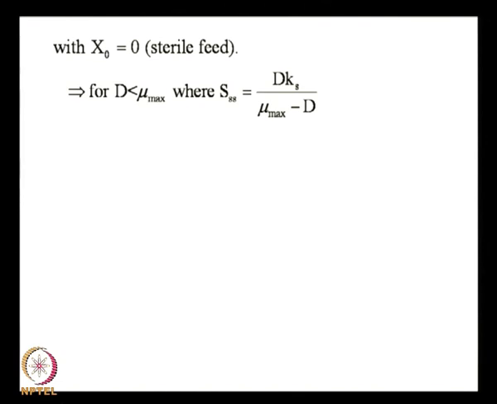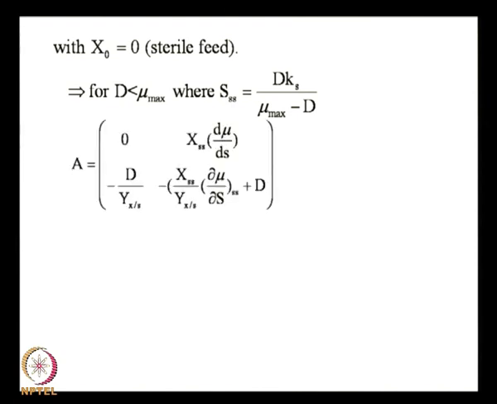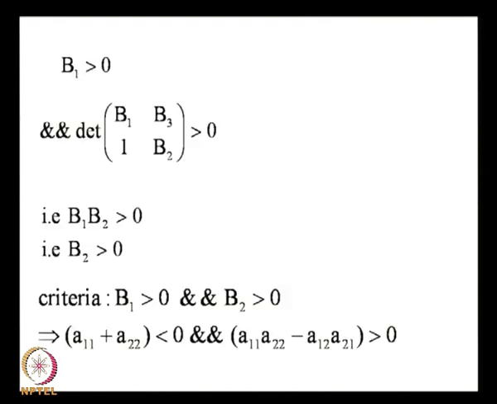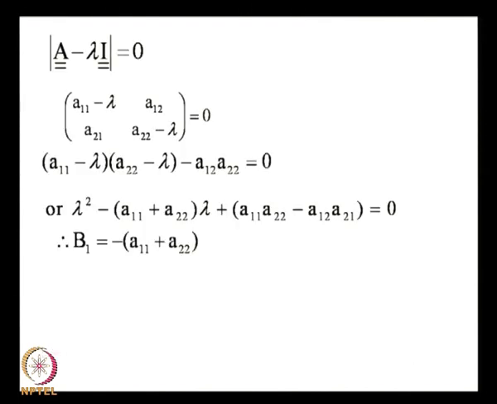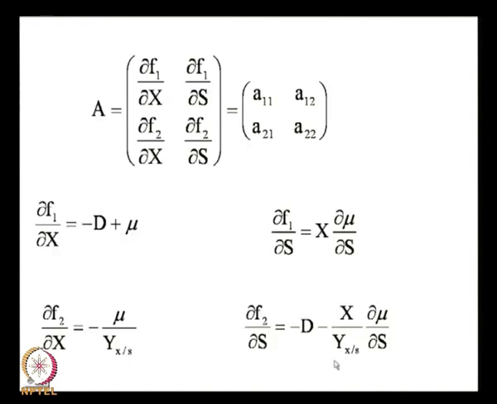Now, so again we are looking in the region of d less than mu max and S naught greater than dKs over mu max minus d. So, in that region the steady state S that you get is given by dKs over mu max minus d, okay. That is what we got last time. And if you go back and put these values into your A matrix. So, the A matrix is here. So, if you go and put these values, this becomes 0.